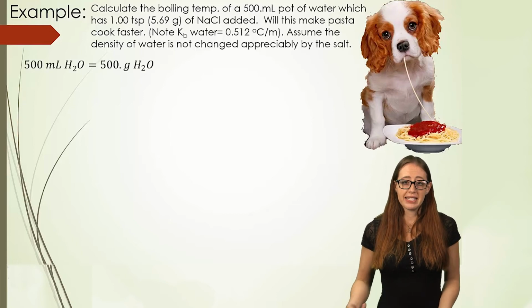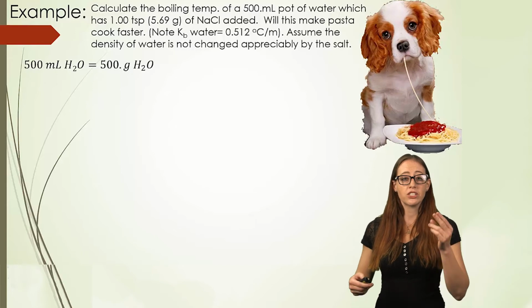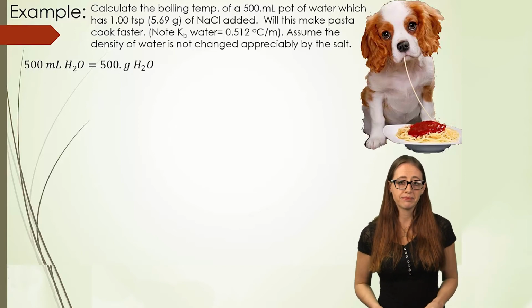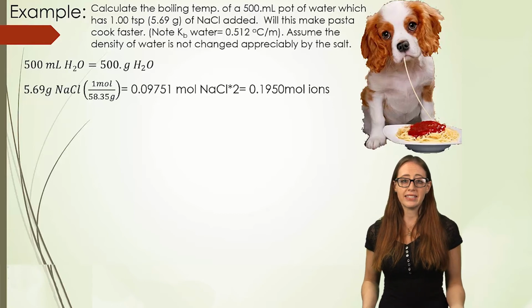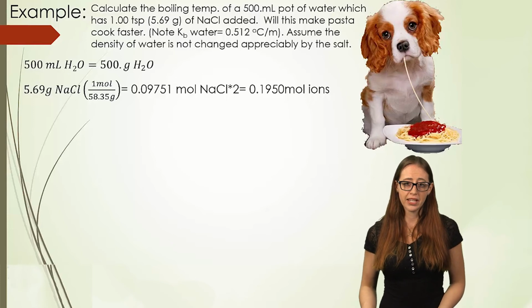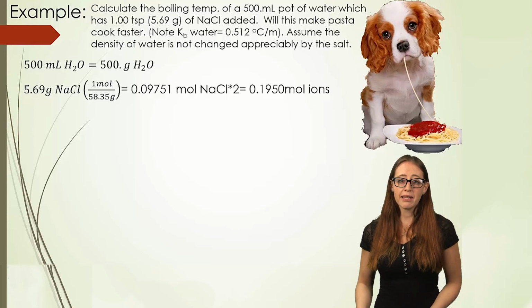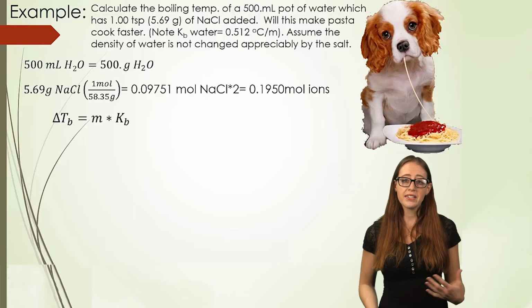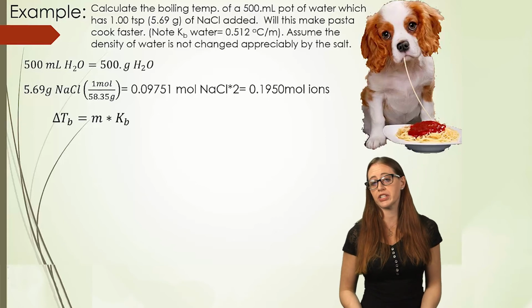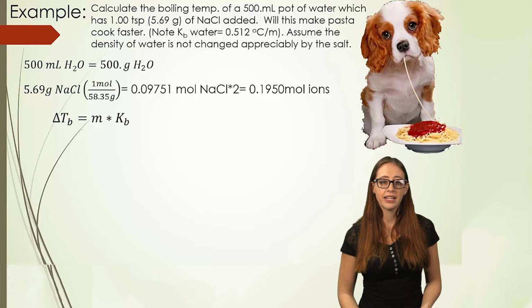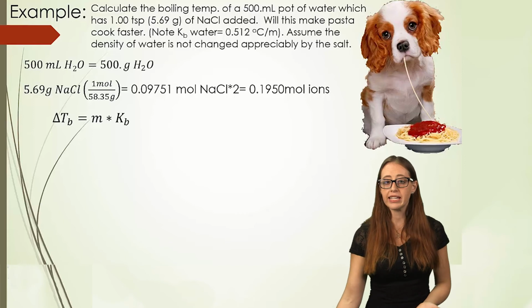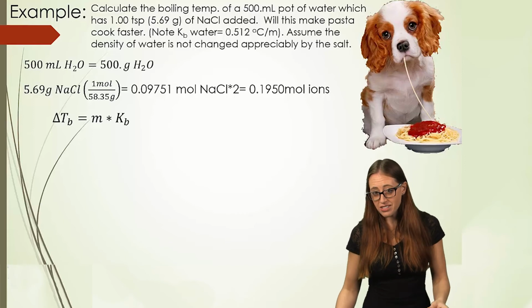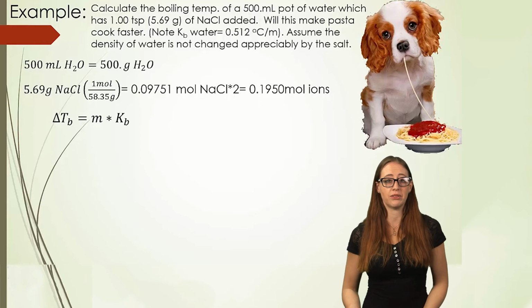So converting the grams of NaCl into moles, and remembering to multiply by 2 because of the Na and the Cl breaking apart, we get 0.1950 moles of ions. We divide this by the 0.5 kilograms that we got from the 500 ml sample, and multiply it by the Kb. This gives us a change of about 1 degree Celsius. So changing the boiling point from 100 degrees to 100.999. Now this is a very, very tiny change for quite a bit of salt. So although technically this water is hotter, it may make it cook faster, but it would be so small that it isn't even really a noticeable effect.